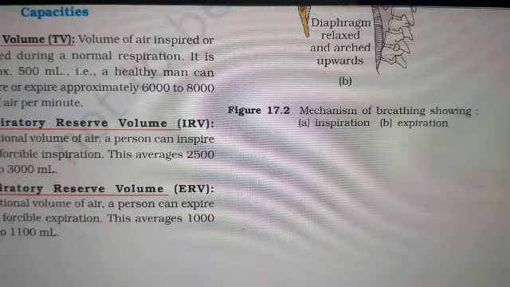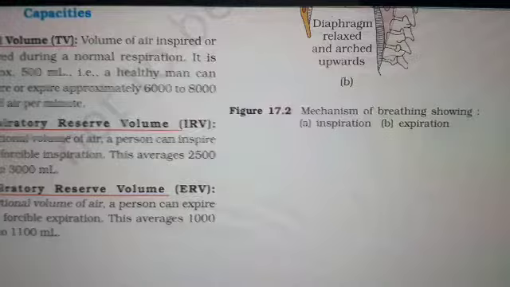And IRV is nothing but inspiratory reserve volume. Reserve means the additional volume of air a person can inspire by forceful inspiration, beyond the normal inspiration, inside the lungs. Only during forceful inspiration is there additional volume that can be retained in the lungs. That value is 2500 to 3000 milliliters. Expiratory reserve volume is the additional volume of air a person can expire forcefully. Based upon that, the average value is 1000 ml to 1100 ml.